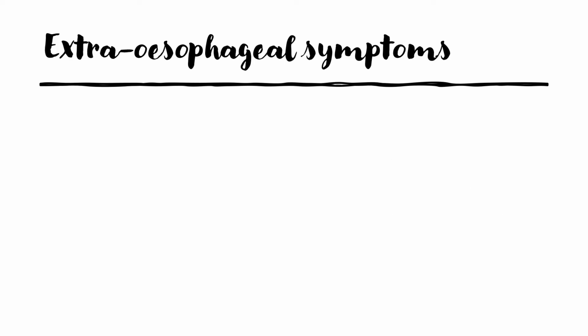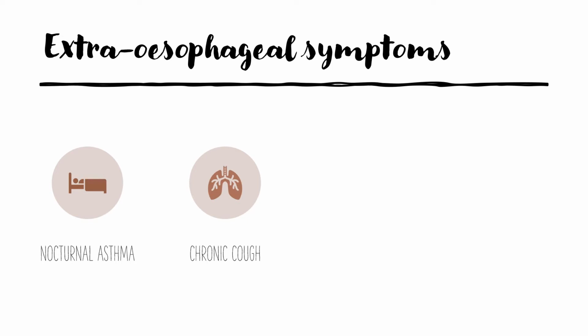Those are the symptoms that occur within the oesophagus, but you can also get extra-oesophageal symptoms. Your patients may present with these really non-specific symptoms such as nocturnal asthma, chronic cough, laryngitis, and sinusitis because the acid reflux can be so severe that it enters the larynx or the lungs.